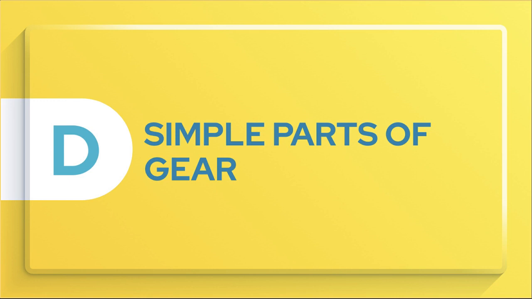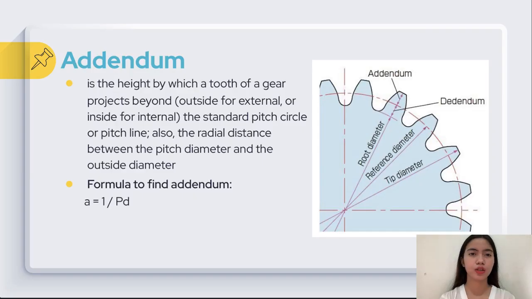And now let's move on to the simple parts of gear. The addendum is the height by which a tooth of a gear projects beyond the standard pitch circle or pitch line. Also, the radial distance between the pitch diameter and the outside diameter.